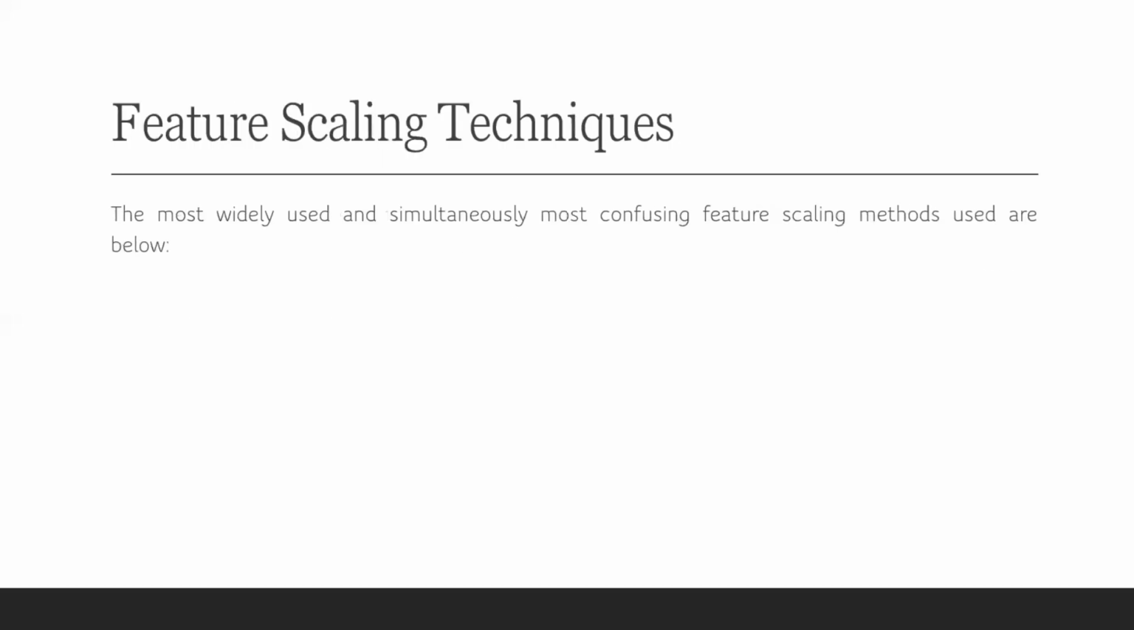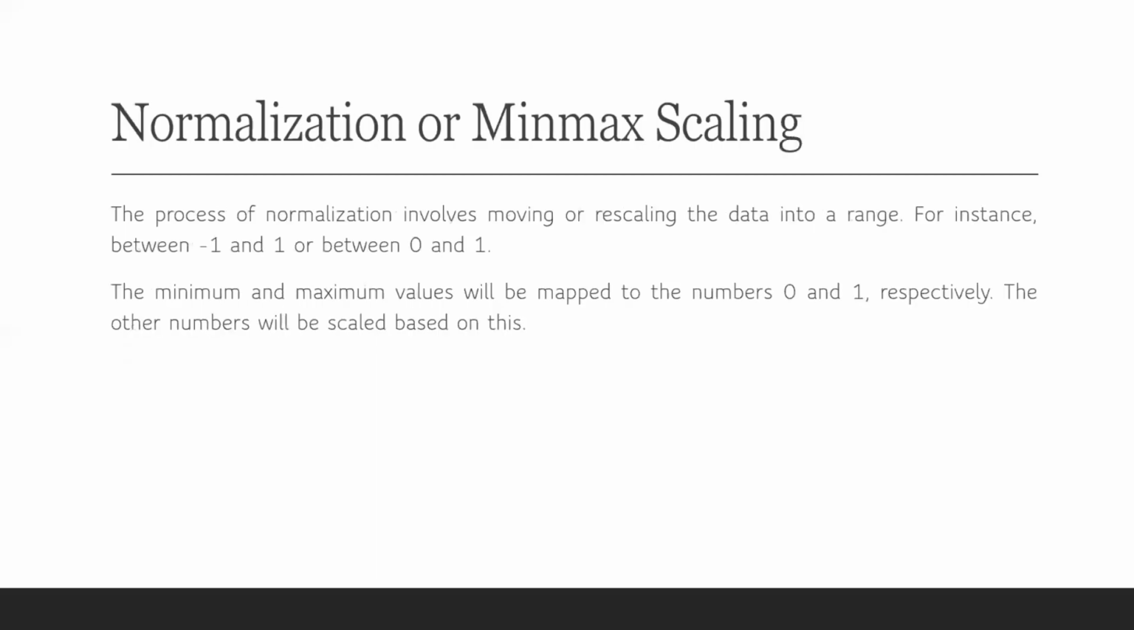Let's see the feature scaling techniques. The most widely used and simultaneously most confusing feature scaling methods are below. The first one is normalization or min-max scaling. The second one is standardization. First of all, we will try to understand normalization or min-max scaling.